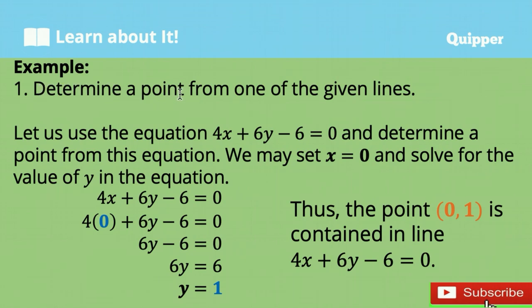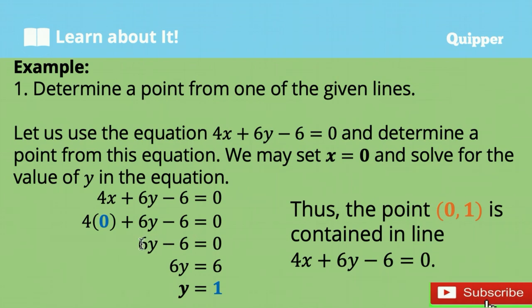First, determine a point from one of the given lines. Let us use the equation 4x plus 6y minus 6 is equal to 0. To determine a point, we are going to set x equal to 0 and then solve for the value of y. We have 4x plus 6y minus 6 is equal to 0. Our x is 0. Then 4 times 0 is just 0. So we now have 6y minus 6 is equal to 0.